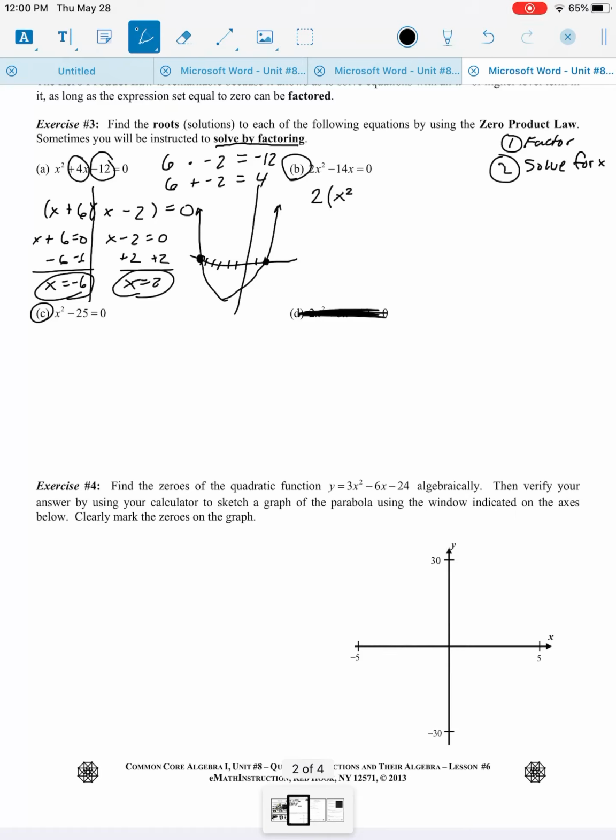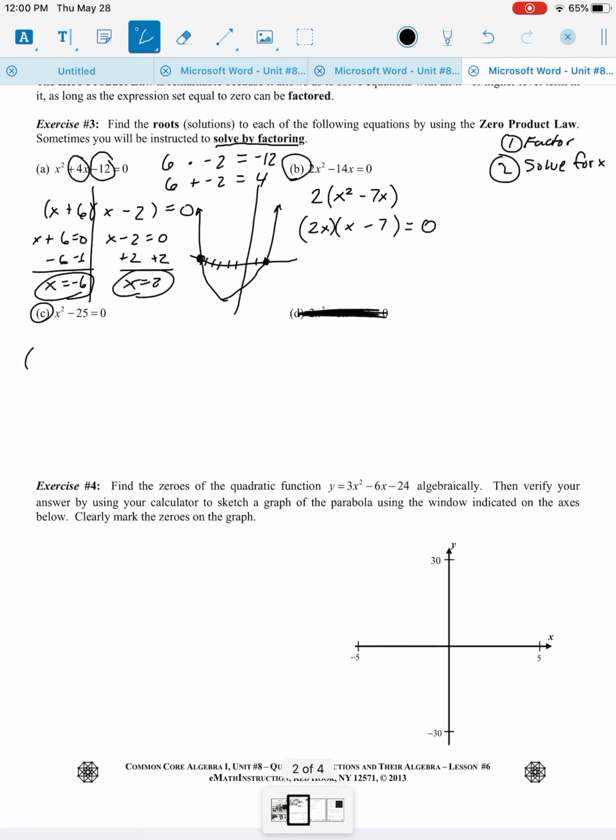If you pull out a 2, you can multiply the first term by x squared and the second term by negative 7x. And from there, you can actually pull out an x, and you're left with 2x and x minus 7 as your terms. Set them equal to 0 and solve for x.